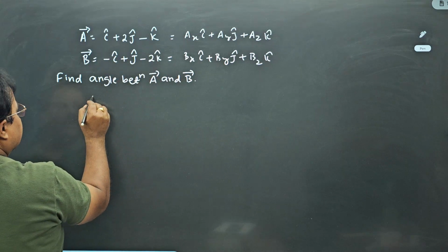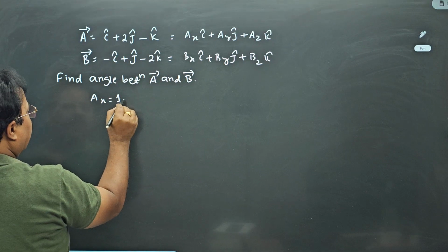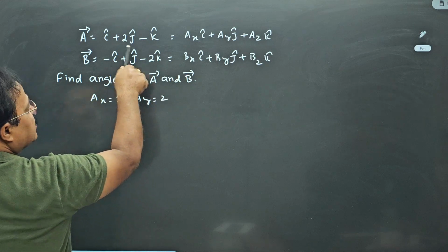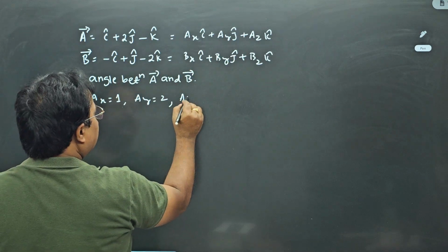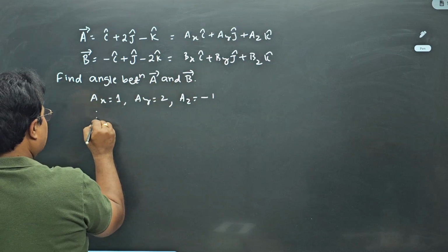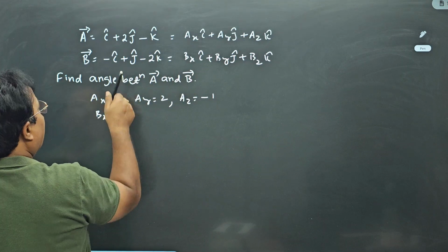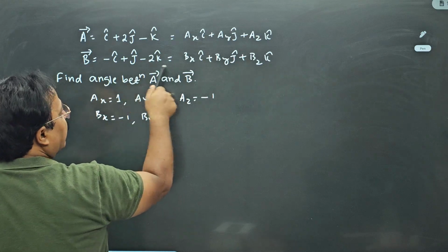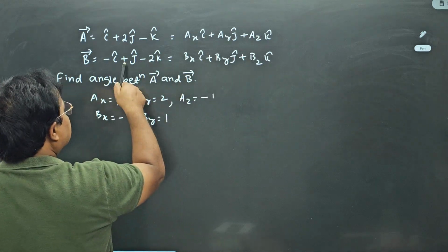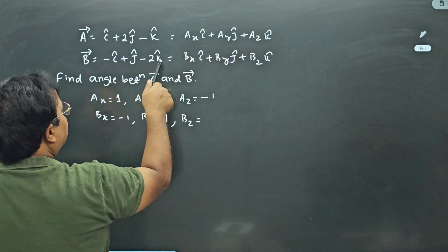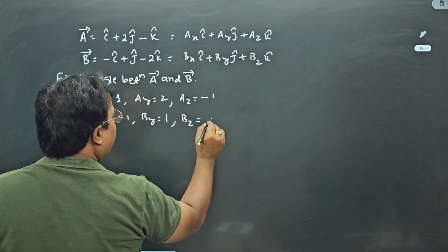Okay, my dear students, what is ax? You see here, what is ax? 1 into i cap, so 1. What is ay? ay is equal to 2. What is az? az is equal to minus 1. What is bx? bx is equal to minus 1, component of i cap is minus 1. by, component of j cap, is equal to 1 because it is 1 into j cap. bz, component of k cap in b vector, is equal to minus 2.